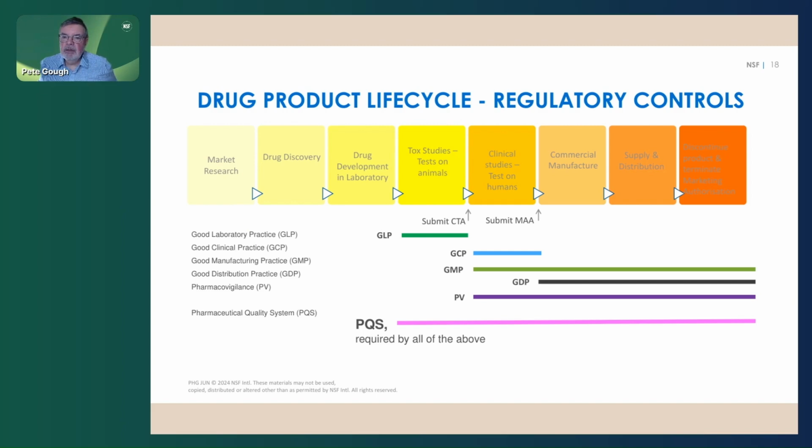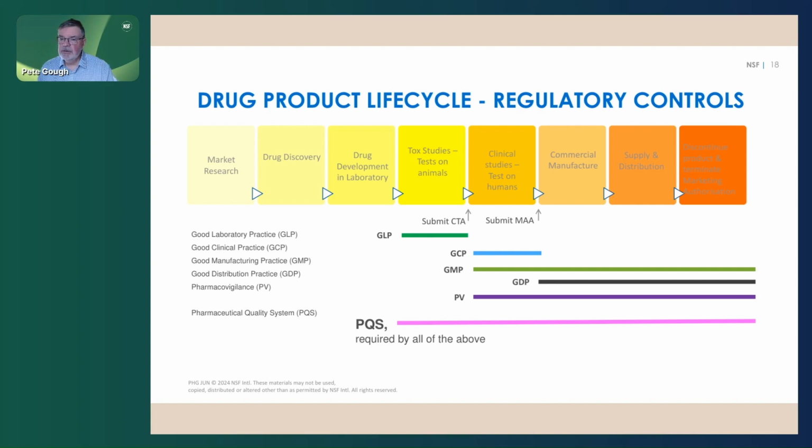So if we look at the regulatory controls across this life cycle, breaking it down a little more, for the tox studies, the toxicological studies, the tests on animals that are done at the preclinical stage, we have in Europe good laboratory practice legislation. For the conduct of the clinical trials, we have good clinical practice. For the manufacture, we have good manufacturing practice, and that kicks in as soon as you start to give it to people. So at the clinical phase, we have good distribution practice.